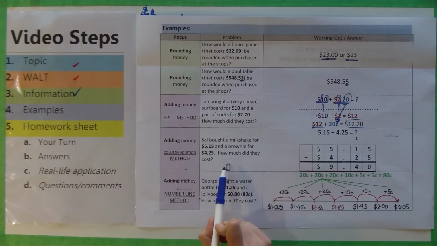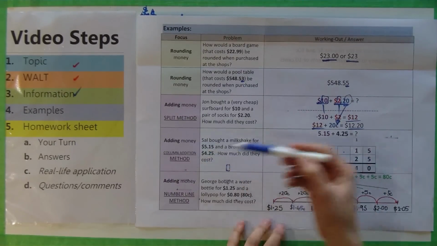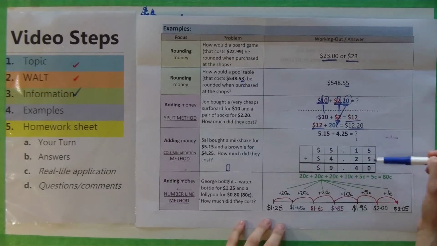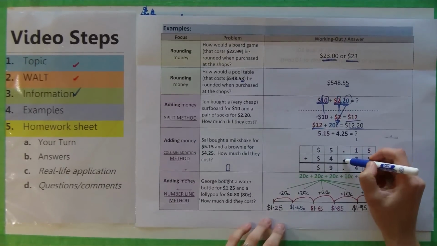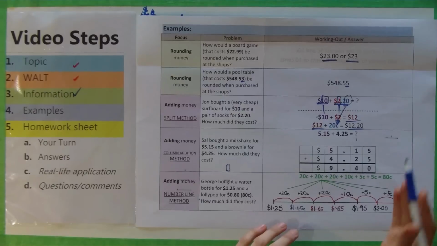Another question. Sal bought a milkshake for $5.15 and a brownie for $4.25. How much did they cost? So for this one here, I could just use a column addition method. So it's where I just put them into columns, making sure the decimal points line up. Very, very important that you have them in the correct place in the columns.